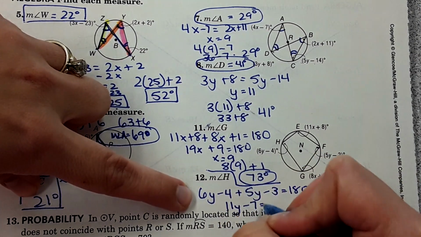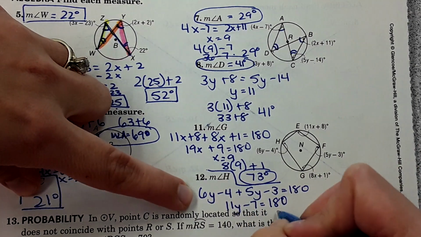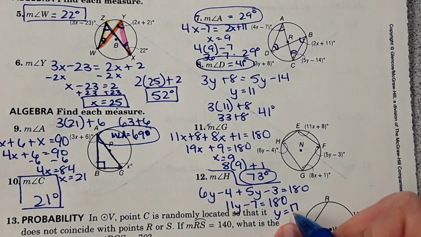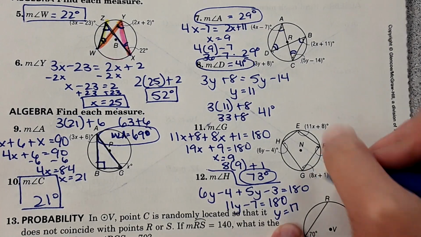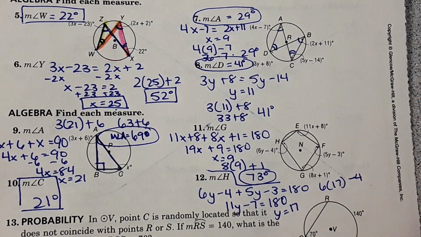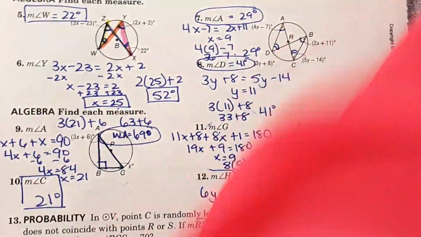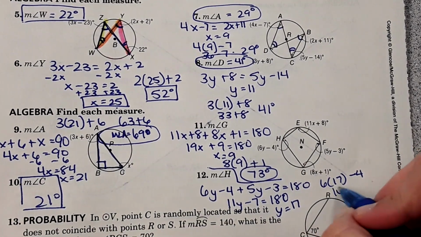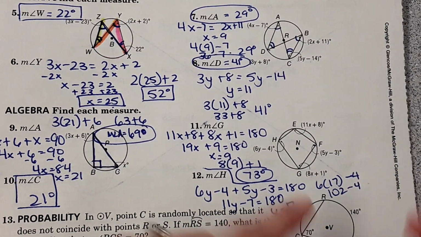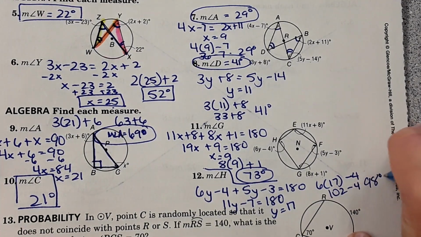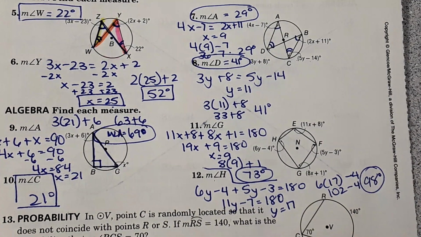11y minus 7, y equals 17 if we were to solve this out. And then the last step here is to plug it back into the expression for H. 6 times 17 minus 4. And 6 times 17 is 102 minus 4, 98 degrees. And that is our answer for measure of angle H.